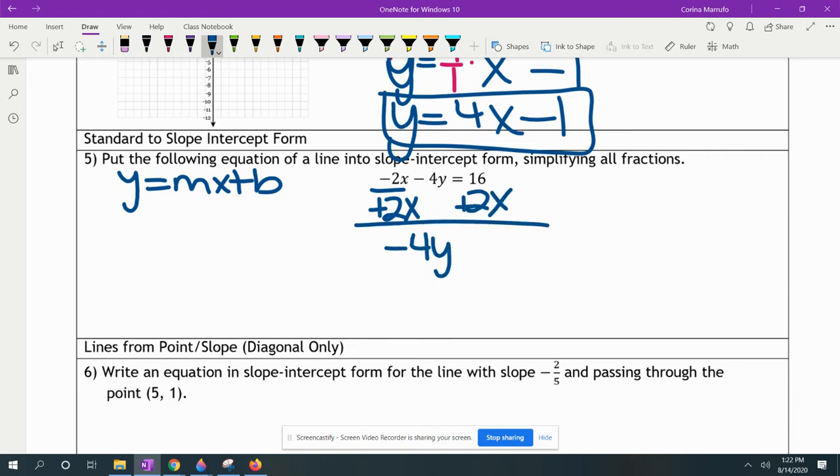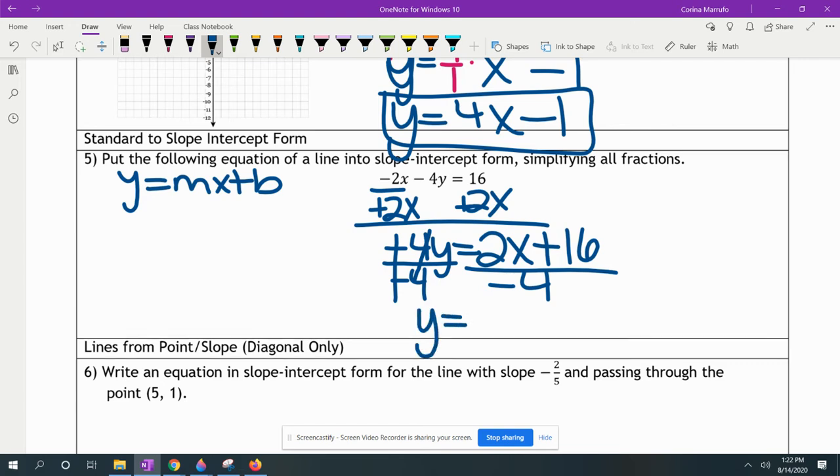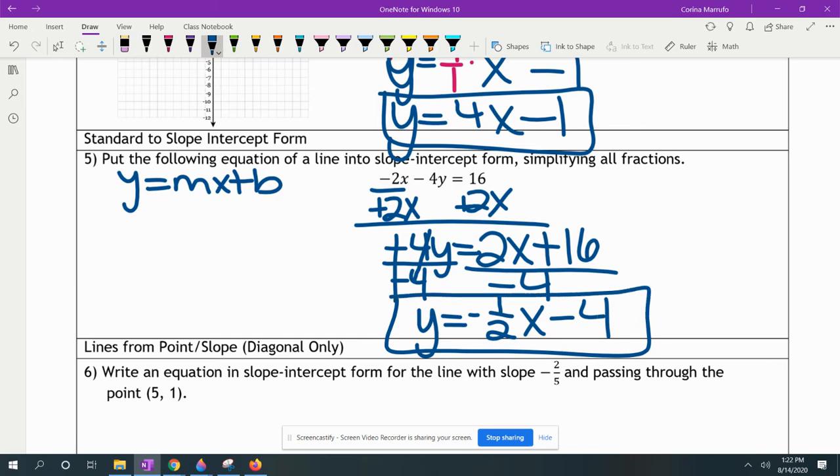And we get negative 4y equals. Now we cannot add 16 plus 2 because the 16 does not have an x. So we write it as 2x plus 16. Then our next step here to get the y by itself is to get rid of this negative 4 by doing the opposite and dividing, because it's being multiplied times the y. So then here, two negatives make a positive, the 4's cancel out, and we're left with y equals, and then we're going to divide 2 by 4. That gives us negative 1/2 x. 16 divided by negative 4 is going to give us negative 4. So this would be our equation in slope-intercept form.